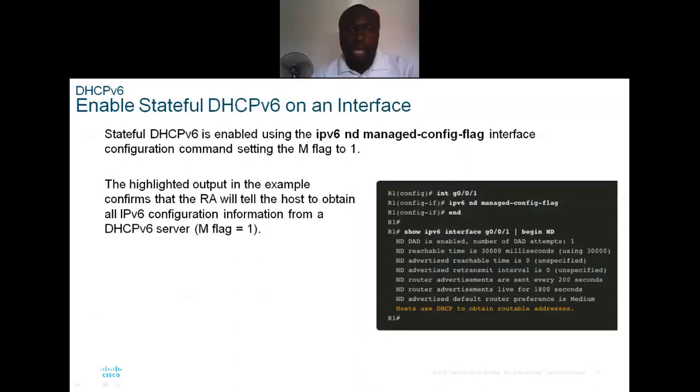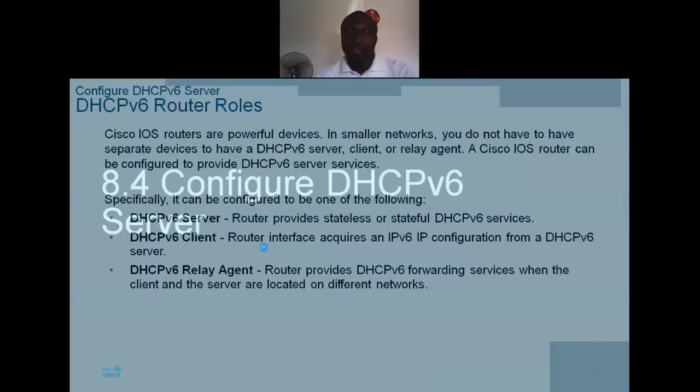So stateful IPv6 is enabled using the ipv6 nd managed-config-flag interface command, setting the M flag to 1. Remember that if you want to set the M flag to 1, it's because you have a DHCP server and you want it to be the one giving out these particular addresses. The highlighted output in the example confirms that the router advertisement will tell the host to obtain all IP configurations from a DHCP server when the M flag is 1. So how do you configure it?